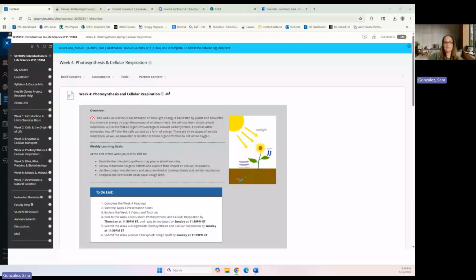Go ahead and I'm going to share my screen so that you all can see here. It might look a little bit different from what you're seeing, but basically, again, go to week 4 right here, and it's under photosynthesis and cellular respiration.